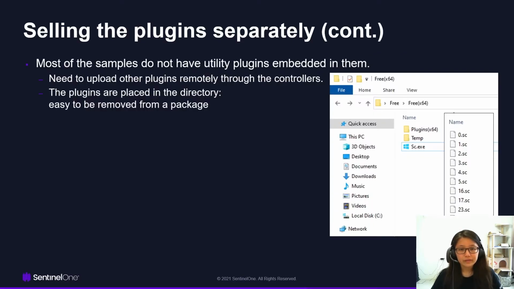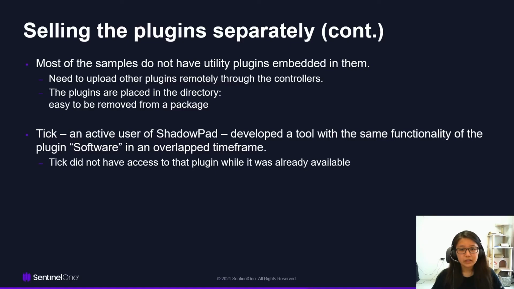From the above observation, we can see that most of the samples do not have utility plugins embedded inside. The users need to upload other utility plugins remotely through the controller. And as I mentioned earlier, the plugins can be easily removed from the package. You just need to remove them from the directory. Besides, we found Tick used a tool with the same functionality as the plugin called software in an overlapped timeframe.